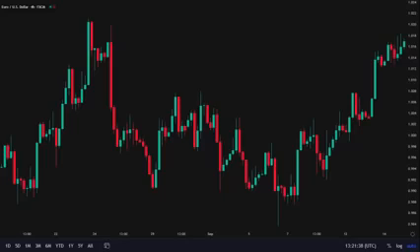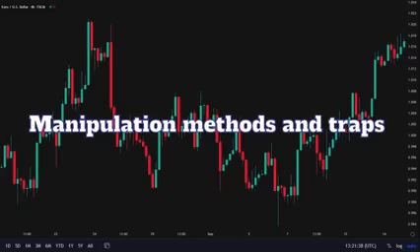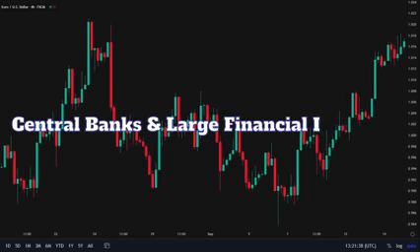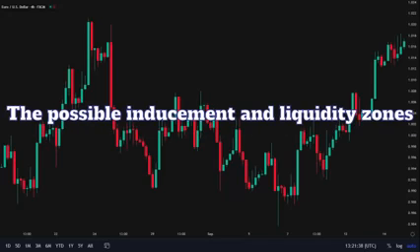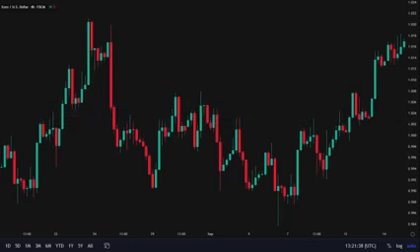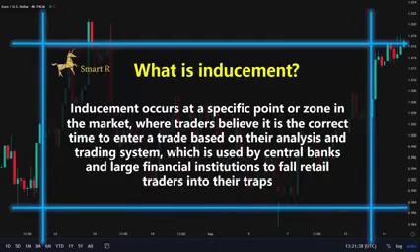Welcome back, traders. Before explaining the manipulation methods and traps that central banks and large financial institutions have prepared for traders, you should be able to detect the possible inducement and liquidity zones in the market and know their exact definitions. So guys, let's get started with the definition of inducement.